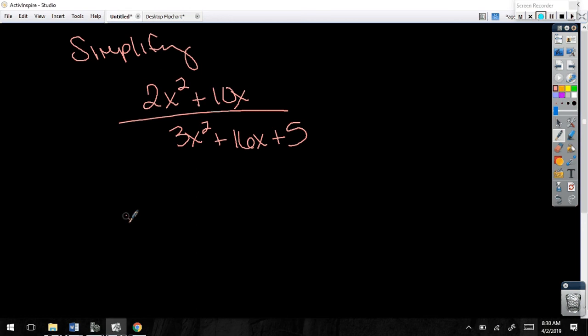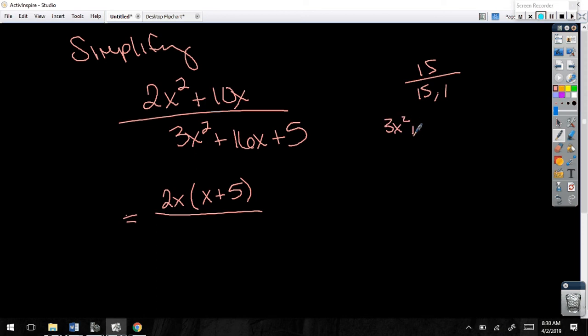Thank you. All right, up top, GCF is what? What's left when you take that out? On the bottom, some of you said you couldn't remember how to factor, so let's refresh. A times C is 15. What multiplies to 15 but adds to 16? 15 and 1, so I have 3x squared plus 15x plus 1x plus 5.